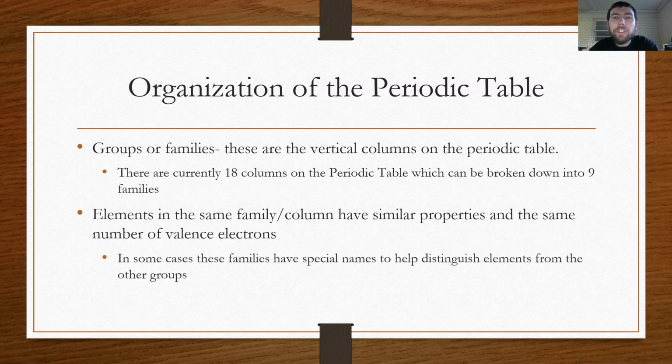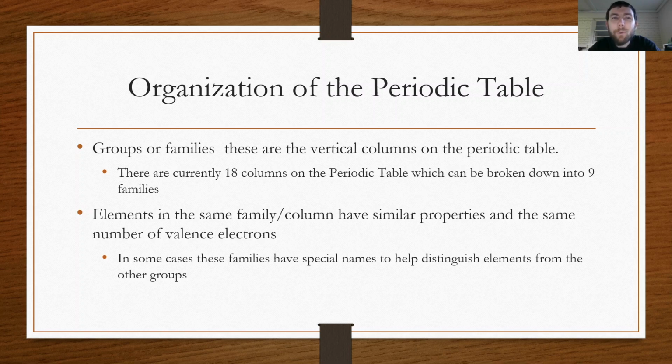In order for us to do that, we're going to have to break down the structure of the periodic table itself. When you look at the periodic table, it consists of many columns and rows, okay? So let's first deal with the columns. The columns are those vertical columns that have your elements in them, and these are commonly referred to by chemists as groups or families. Again, these are the vertical columns on the periodic table.